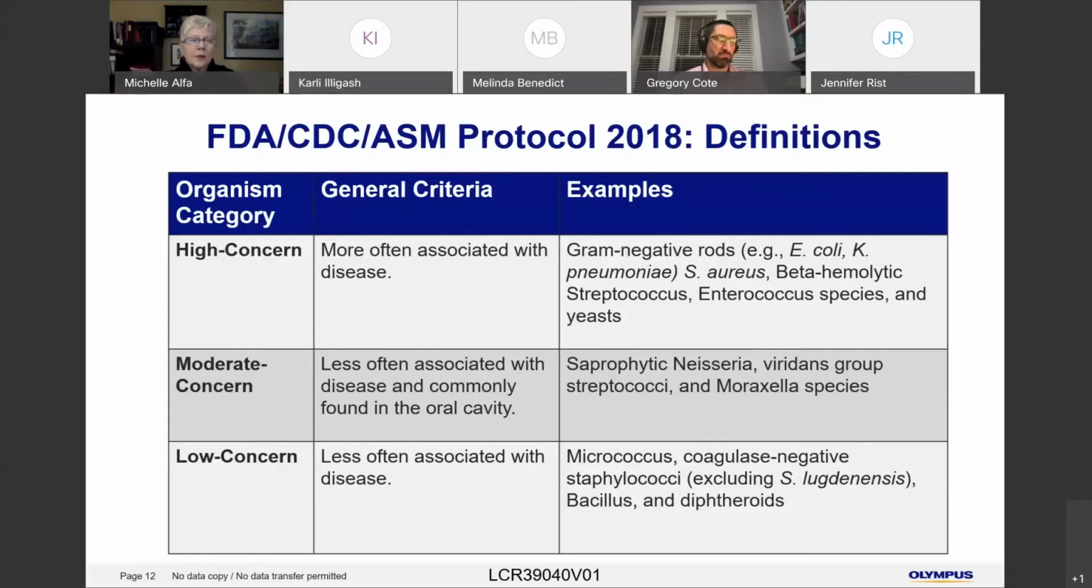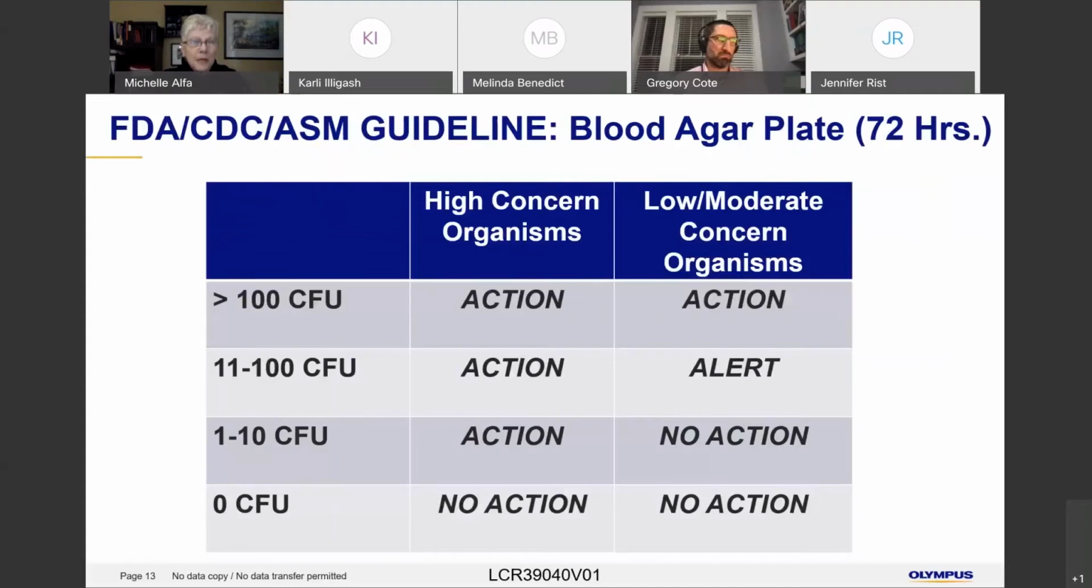And I think the important thing is the focus on the high concern organisms, or where there's an exceedingly high number of organisms growing, which just shouldn't be. And this slide is also from the FDA CDC ASM guideline. If you have greater than 100 CFU, it doesn't matter what organism it is, that requires action. You should never see, if you've taken a sample right out of a scope that's come out of an AER just after high-level disinfection, and you see 100 CFU, that should never happen.